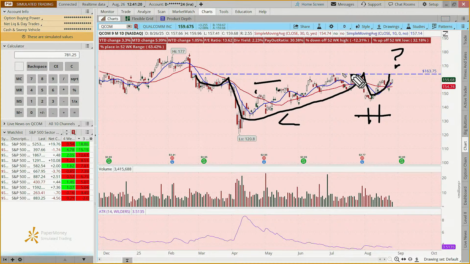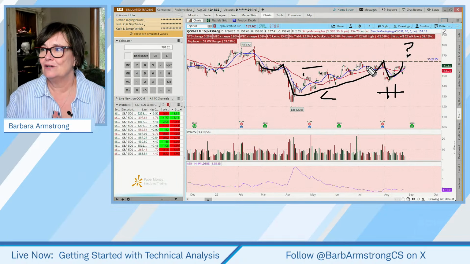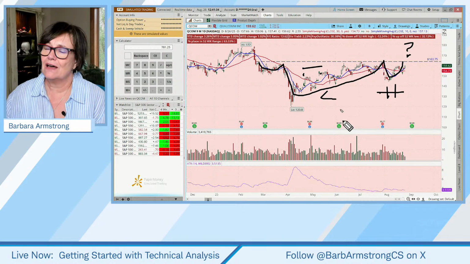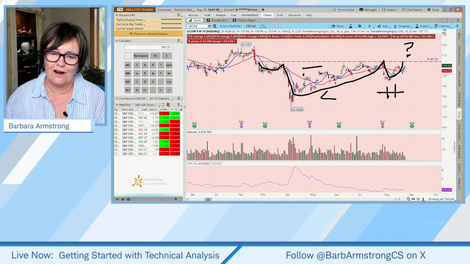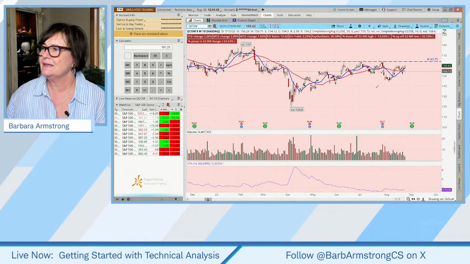And it's come up and hit this 163, 164 level a couple of times. And so, this is where some traders might say, namaste, I'm going to be Zen. I'm going to wait. And others might say, what are you looking so far out for? I'm going to buy a long call. And I see a bull flag here and I'm going for it.